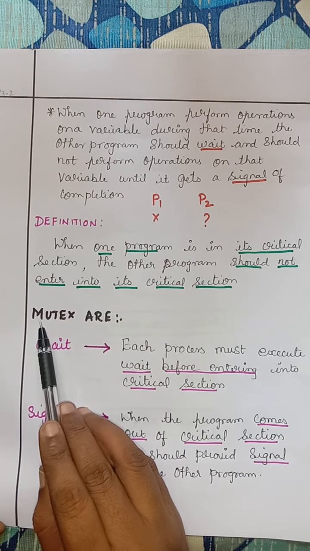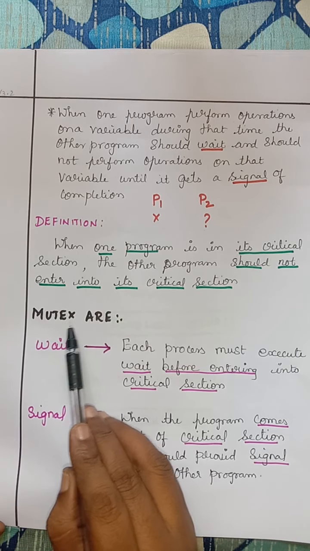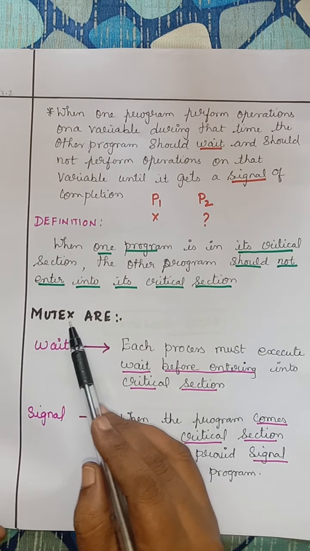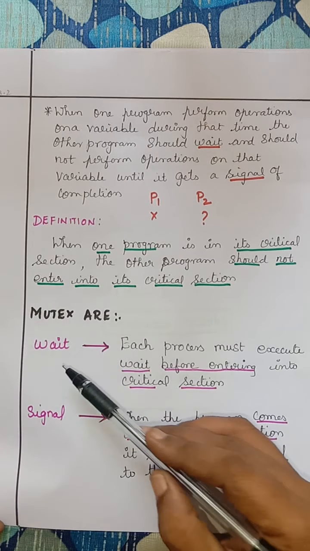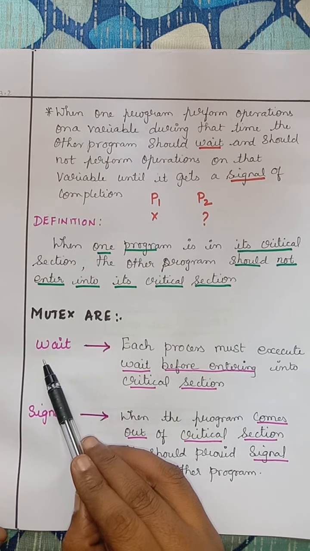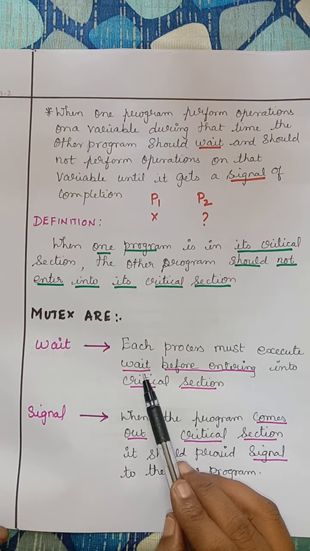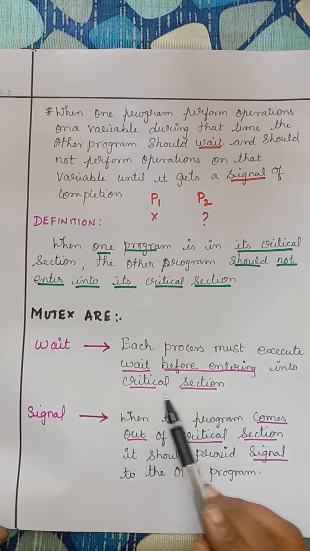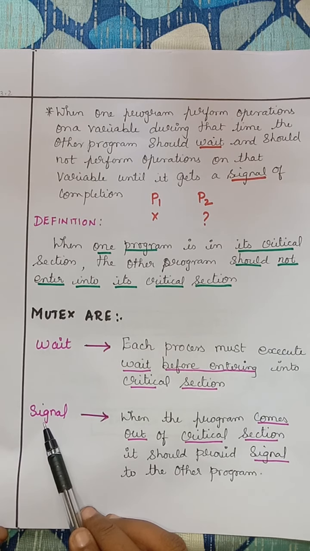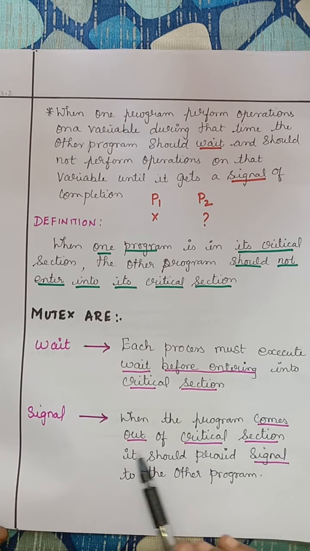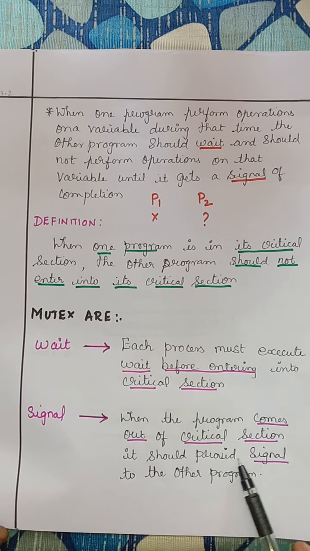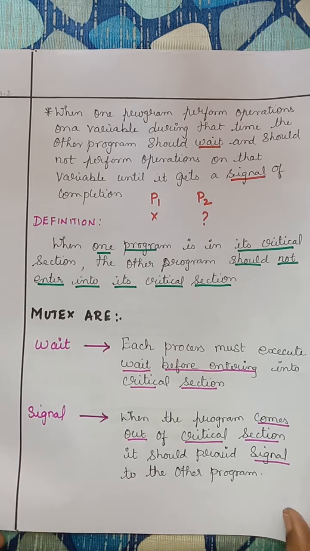Mutex is nothing but mutual, ex is nothing but exclusion. There are two mutual exclusion mutex operations, wait and signal. When the wait executes, each process must execute a wait before entering into its critical section. But signal, when the program comes out of the critical section, it should provide a signal to the other program that it can continue its work in its critical section now.